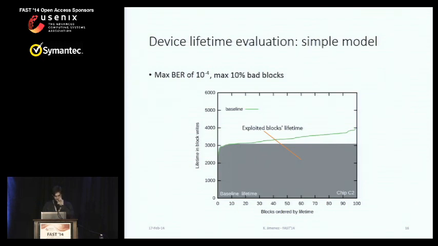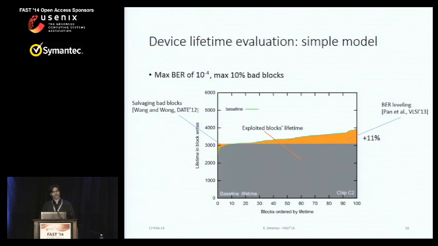And this is the perfect place to compare with, or to show, some related work that is closely related to what we do. On the left, we have salvaging bad blocks, which proposes to reuse the valid pages, or the pages that are not completely worn out, of bad blocks. And on the right, we have bare leveling. So we perform some wear leveling based on the bit error rate of every block. So ideally, every block will be used to its fullest endurance. So we will get, for this particular chip, plus 11% extra lifetime.